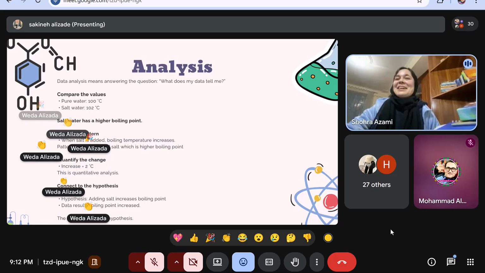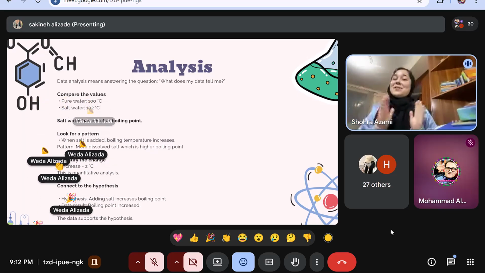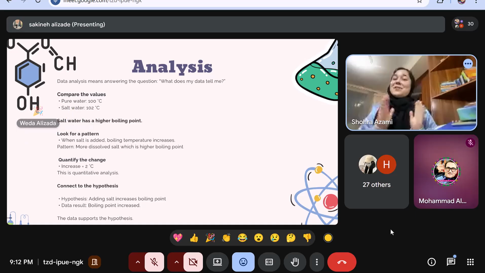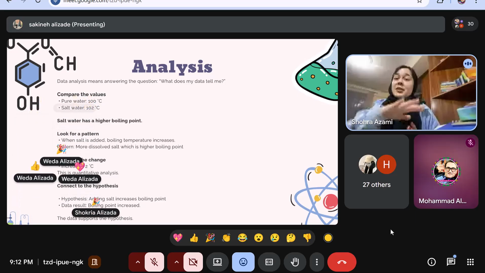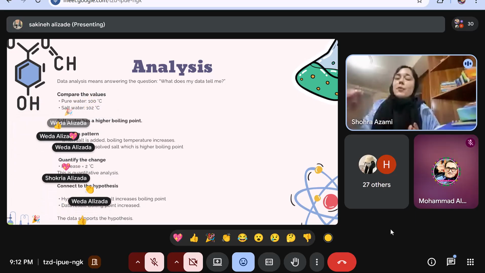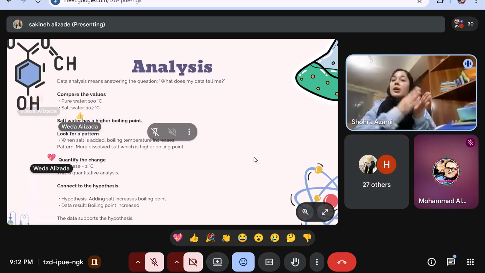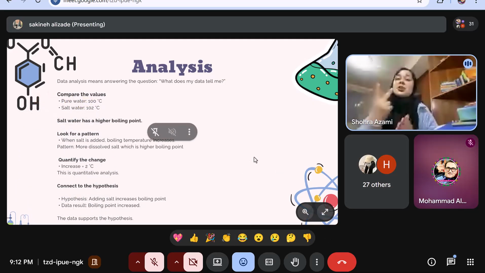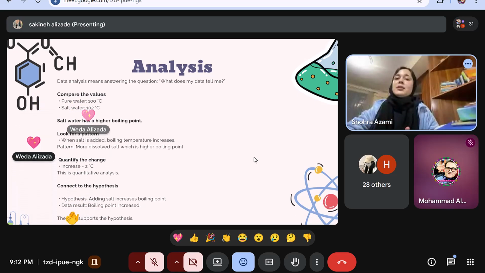And then the part of analysis is very important in data collection because it refers to comparing the values, the temperatures, the boiling points, the minutes, looking for patterns, and quantifying the change or the increase. For example, the difference between 100 degrees Celsius and 102 is 2 degrees. That is the quantitative analysis.